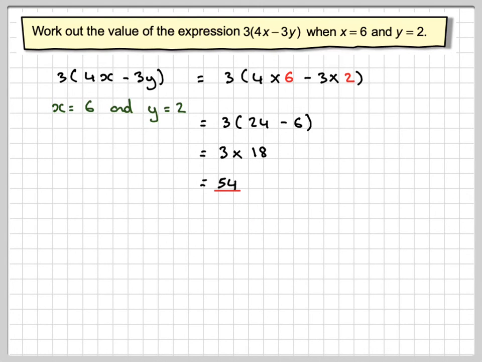So this has been a video to show you how to substitute numbers into an expression and work out the value. I hope you've understood, and I thank you very much for watching.